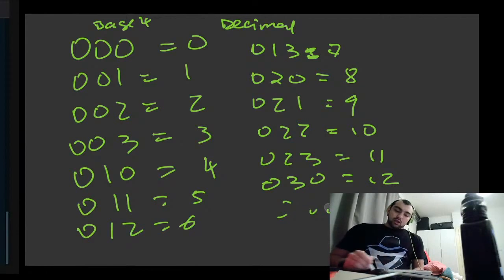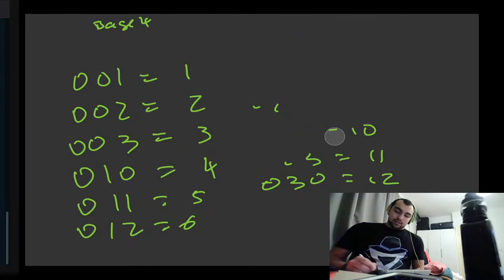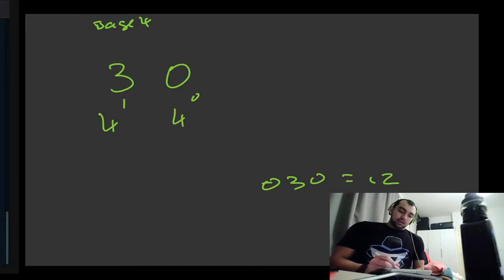Now, I can do this with a lower number just so you can get it. So we know that 30 is 12, right? For example, we just realized that 30 is 12. So let's stop here, and let's deal with this 30. So we know that 30 in base 4 is 12. So what are we doing in base 4? So 30, we have our 4 to the power of 0, 4 to the power of 1.